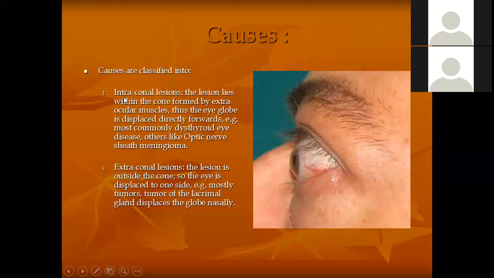Whenever there is an intraconal lesion, it will cause axial proptosis. Whenever there is an extraconal lesion, it will cause non-axial proptosis. In this picture, you can see that the eyeball has bulged out and it is axial proptosis. It's not non-axial, it's an axial proptosis. Axial proptosis, that is bulging out symmetrically in all directions, occurs due to an intraconal lesion. What is this cone?